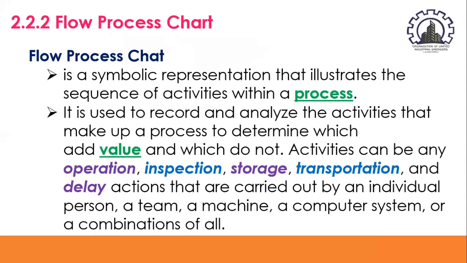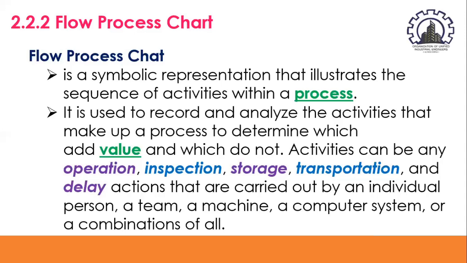Now, the flow process chart is a symbolic representation that illustrates the sequence of activities within a process. Why is it called a symbolic representation? Because in constructing a flow process chart, we will be using 5 symbols. We will be able to know what these symbols are in the following section. And also, a flow process chart is used to record and analyze the activities that make up a process to determine which activities add value and which do not.